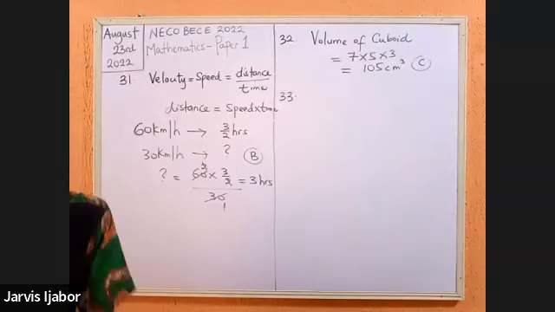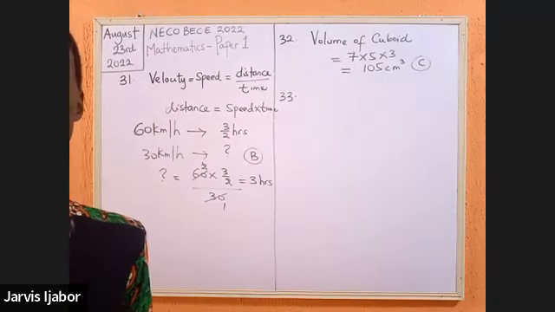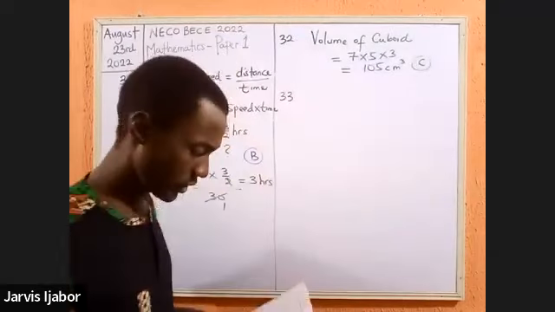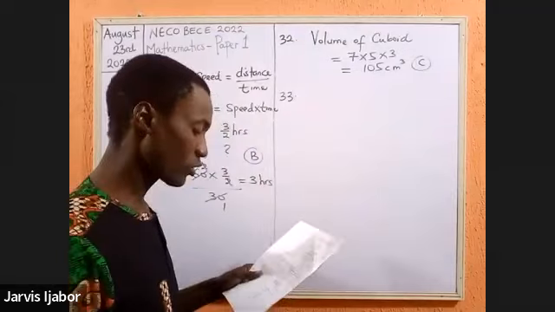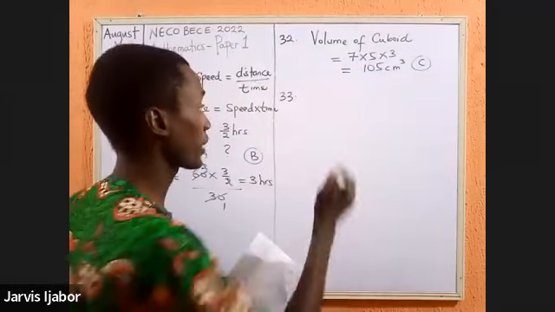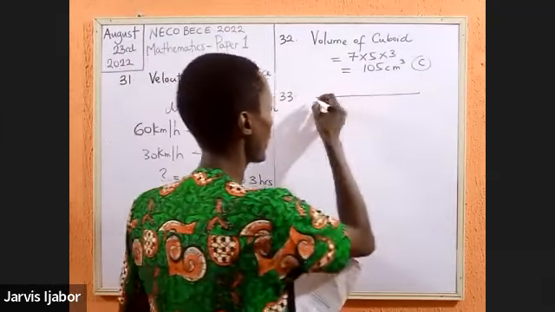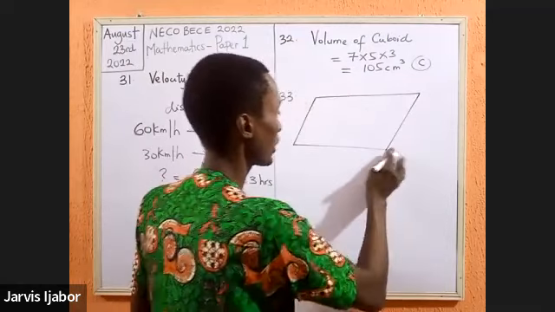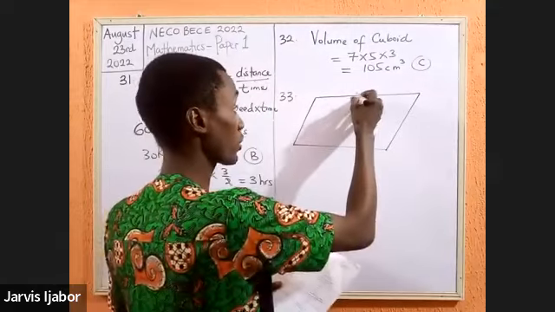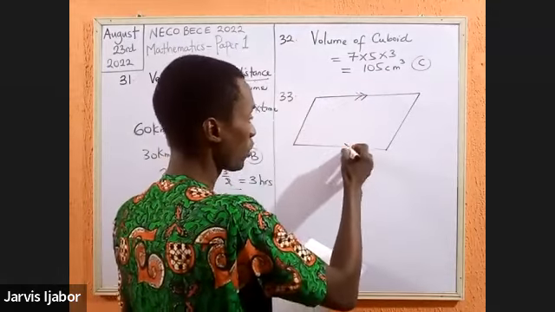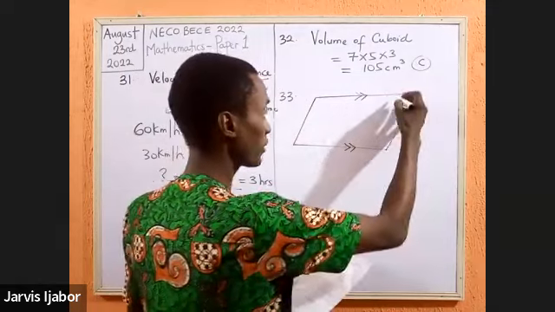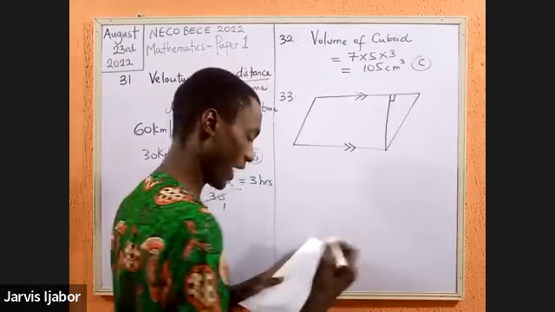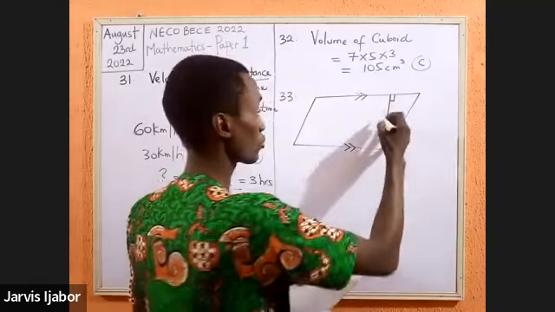In question 33, we are told to calculate the area of the parallelogram. For questions like this, I always enjoy students to look very closely at the diagram. Whether it's an OBJ question or a theory question, I say draw first. One unique thing about geometry is that you must imbibe the culture of drawing. You must like to draw.